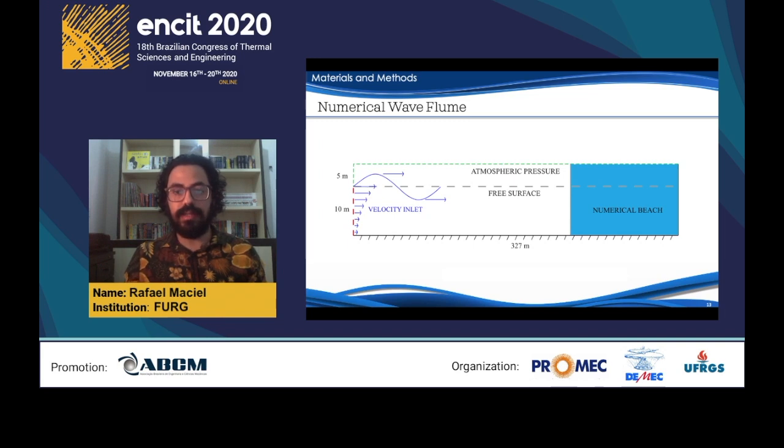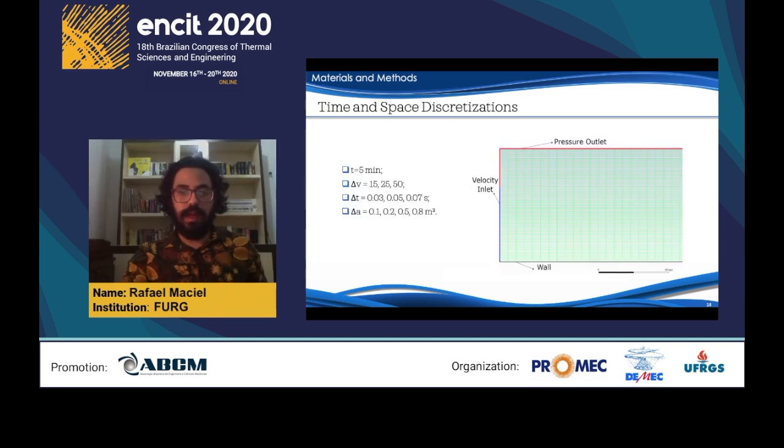And on the right side of the flume we have a numerical beach, which is a portion of the flume that damps the incident waves, so they cannot reflect back. And later on, the oscillating water column device will be inserted. In order to define a spatial and temporal discretization of the wave channel that allows the proper generation of irregular waves, mesh convergence and time-step tests were performed.